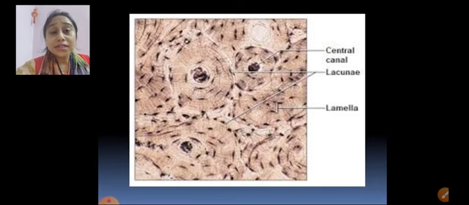And that bone consists of osteocytes, and osteocytes are surrounded by a very hard matrix. That matrix is secreted by the cell itself, and that matrix consists of what? Calcium and phosphorus. That's why it's said that to build our bones strong, we should always have food which is rich in calcium, like milk.